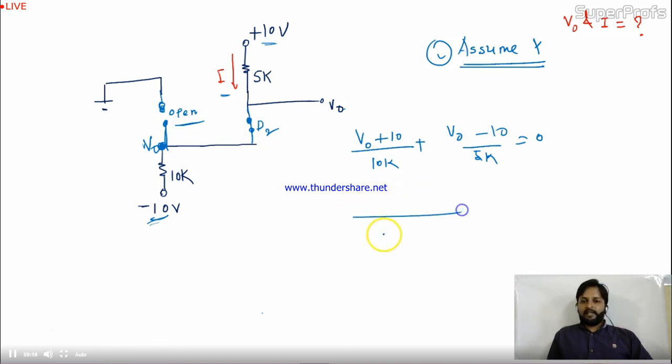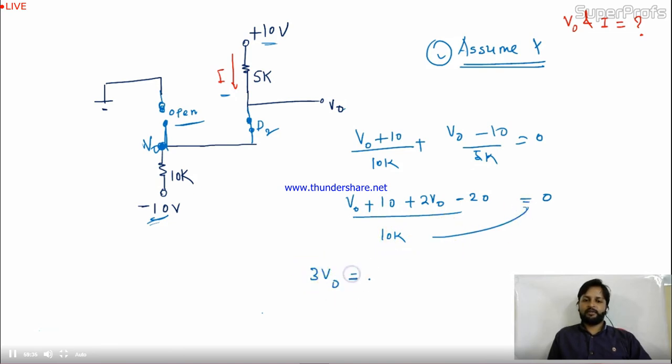So friends, take the LCM. This will be 10k. Okay. V0 plus 10 plus 2V0 minus 20 equal to 0. Am I correct? Yes. 10 to 10. This 10k will go this side and 3V0 equal to 10. V0 equal to 10 by 3 volt. Is it okay? Now V0 is 10 by 3 volt.